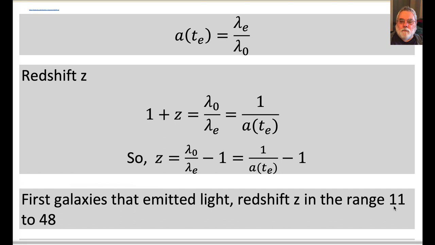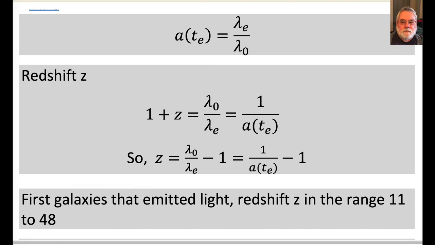Galaxies more distant from us have higher cosmological redshift Z than closer galaxies. The Hubble Space Telescope can see up to about Z of 12. The James Webb Space Telescope can see further, higher Z, out to the first galaxies that emitted light. Redshift in the range 11 to 48.